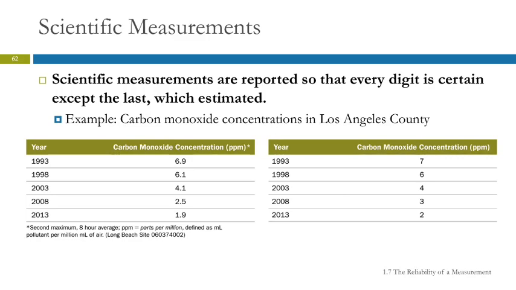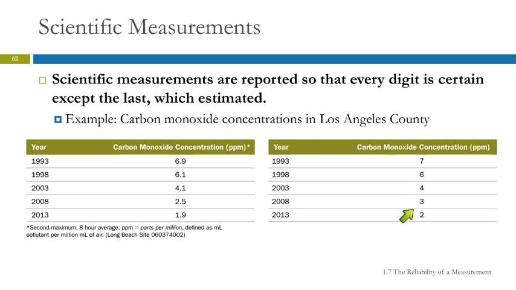So here are two tables of data on carbon monoxide concentrations in Los Angeles County air. This one has 1 decimal place, and this one, the numbers are rounded to the nearest part per million. This data is more precise. This tells us that in 1993, the concentration was 6.9 parts per million. There is some uncertainty in that last digit, probably plus or minus 0.1. So generally the uncertainty will be plus or minus 1 in the last digit, unless it's specified otherwise. It may say plus or minus 0.5, then you go with that.